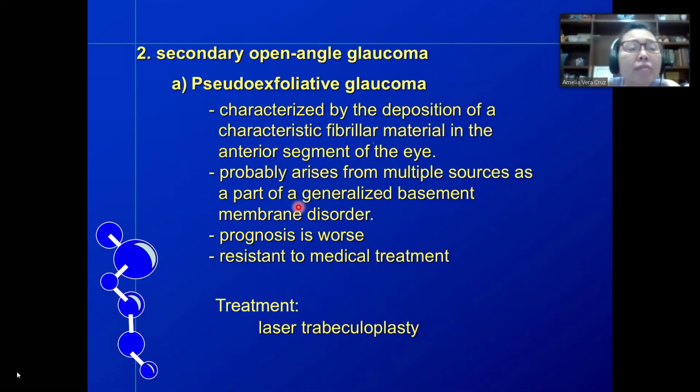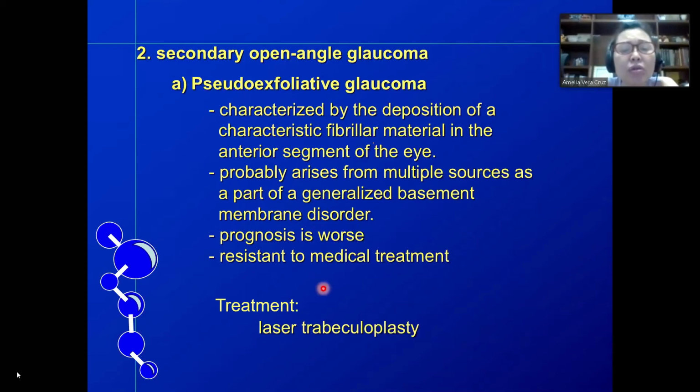Sa may endothelium near your anterior chamber angle and even in your anterior chamber angle, makikita mo para siyang mga white, para siyang dandruff, parang balakubak na deposit on your anterior trabecular meshwork. And this comes from your basement membrane, probably from your cornea to your anterior lens capsule. You will see whitish debris on your trabecular meshwork.